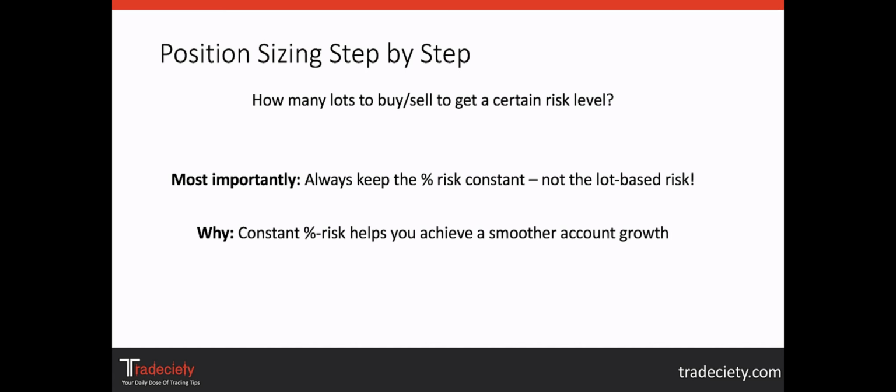So first of all, we always have to ask ourselves how many lots we have to buy or sell to get a certain risk level, and the most important thing is here that we always keep our risk constant. Most traders make the mistake of always choosing the same lot size, but then it throws off your percentage risk, and you will see that. We always have to keep the percentage risk constant instead of the lot-based risk, because it helps us to achieve a much smoother account growth and avoid or reduce a lot of account volatility and risk as well.